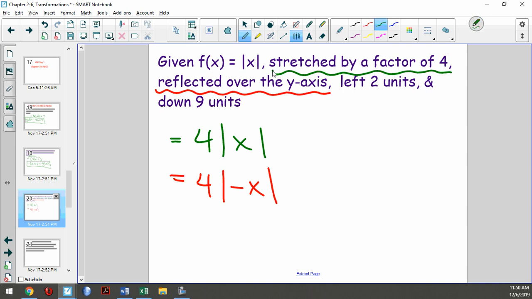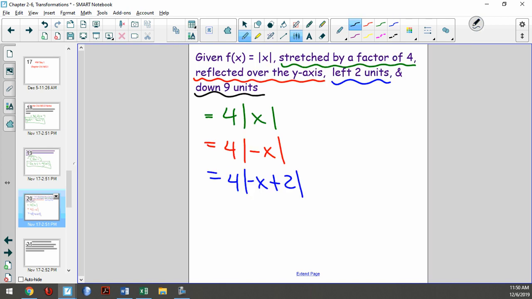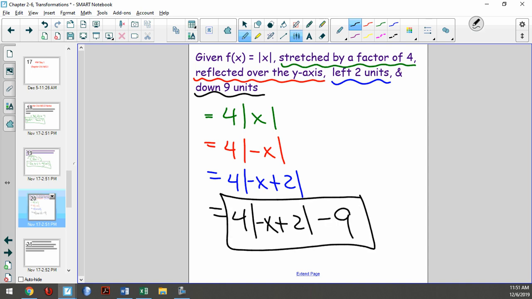Okay, so now we're going to do the next comma, which is left 2 units. If I'm going left 2 units, what am I actually doing? I'm adding 2 on the inside of the absolute value bars. Do we all see that, yes or no? We good? And then the last one is going to be down 9 units. What does it mean to go down 9 units? We're going to simply tack on a minus 9 at the end of it. Do we understand that problem there, yes or no?